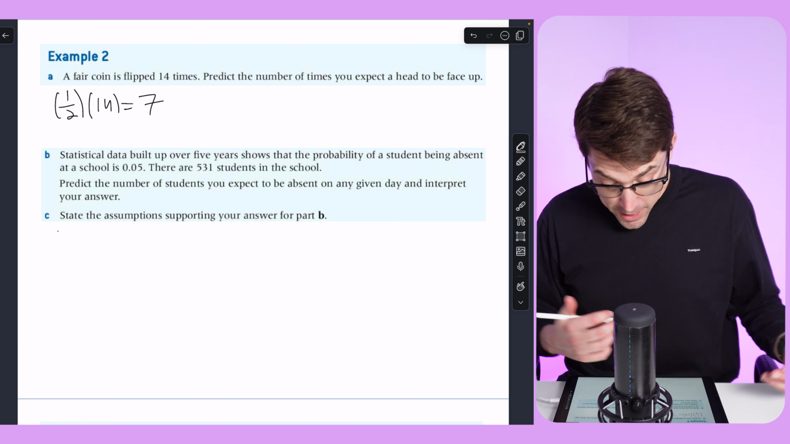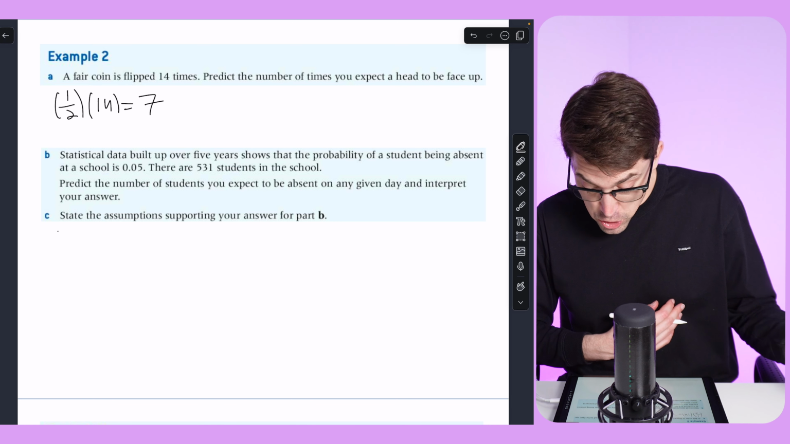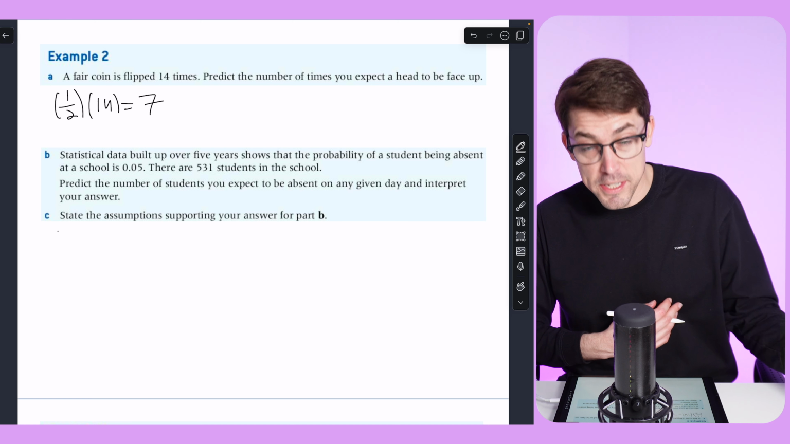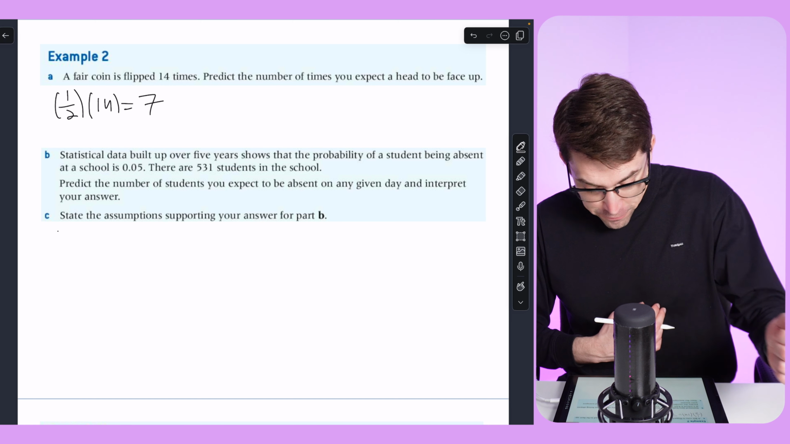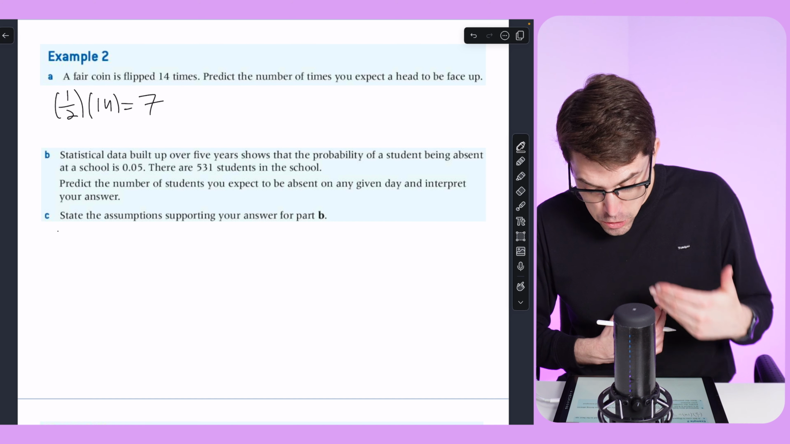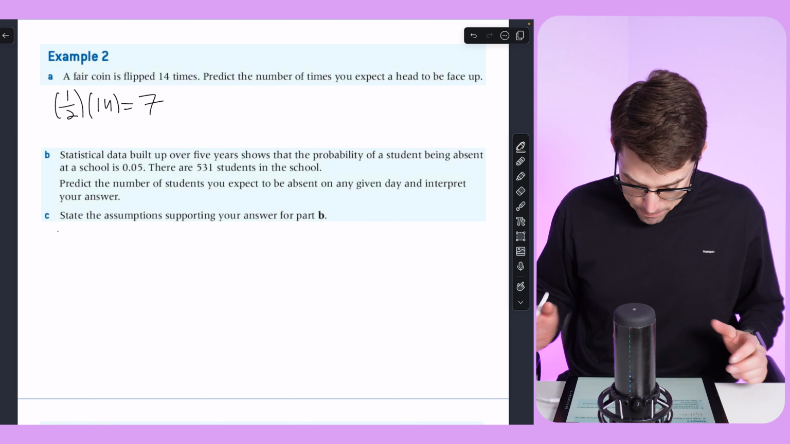So now let's say that statistical data is built up over 5 years that shows the probability of a student being absent at school is 0.05 or 5%. There's 531 students in the school. Predict the number of students you expect to be absent on any given day.